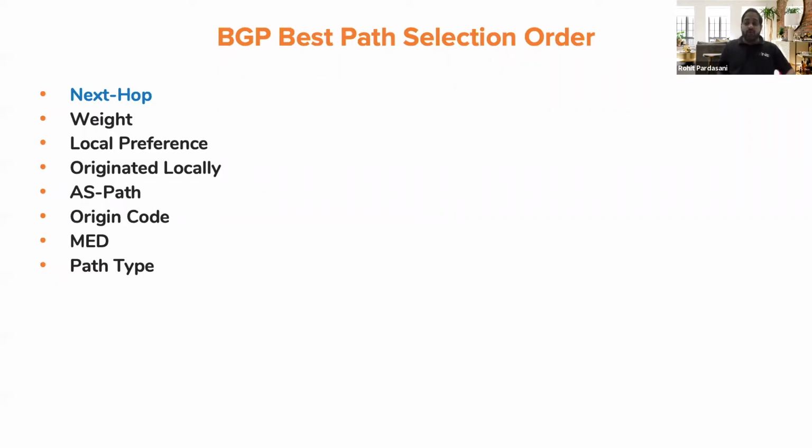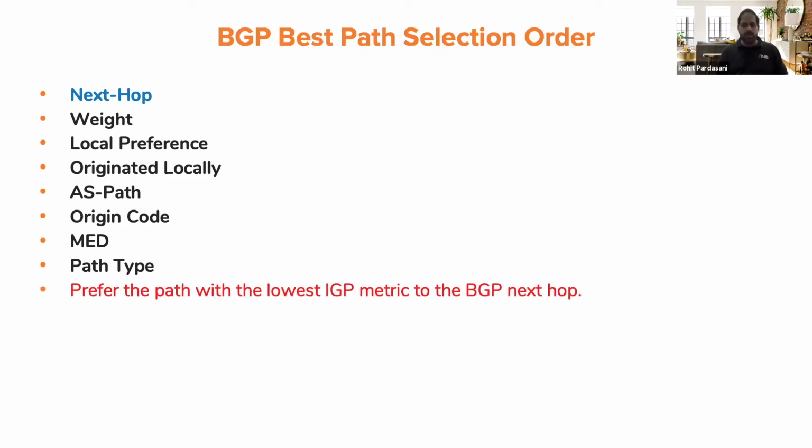Here, if all the previous criteria, which is your weight, local preference, originated locally, AS path, origin code, or MED, if all of them are the same, it then compares the path type. If a route is learned from an eBGP neighbor and a route is learned from an iBGP neighbor, eBGP wins. So eBGP wins over iBGP. That's your path type.